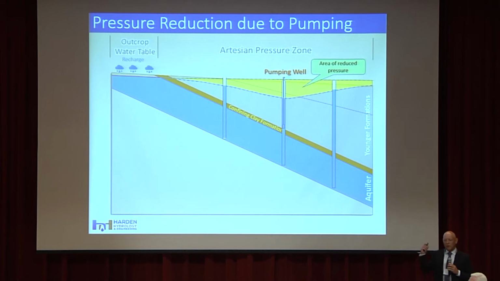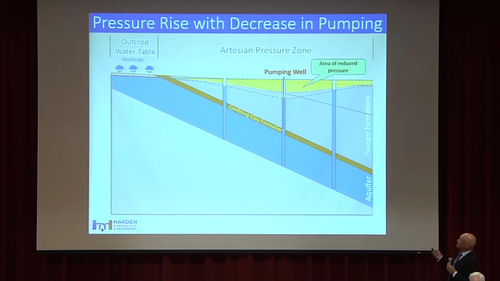So here's our cross-section again that shows the reduction of pressure and our relationships. If for some reason we start pumping this well at a lower rate, the pressure will just rise or increase. And it's because water is still flowing down from the outcrop and it just rebuilds and rebounds this pressure.